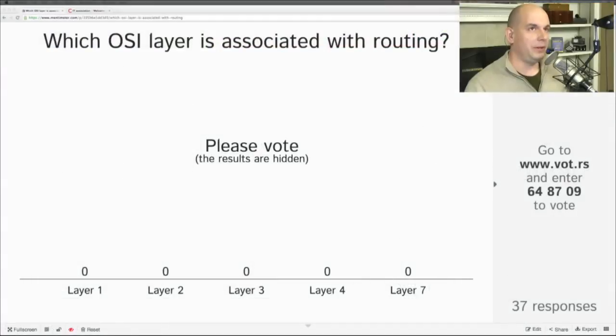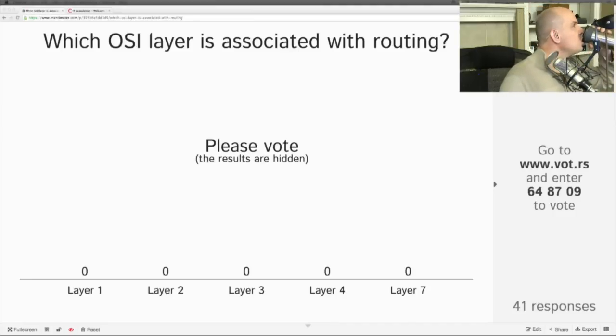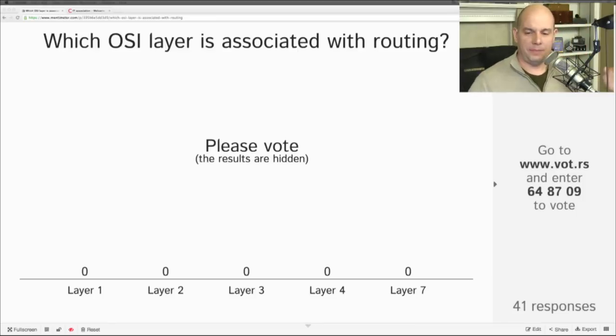I have about 36 responses. The OSI layer associated with routing: layer 1, layer 2, layer 3, layer 4, layer 7. I'm going to take some coffee. And that's why I like to have something here so I can keep talking and keep talking. Okay, we got 46 responses.